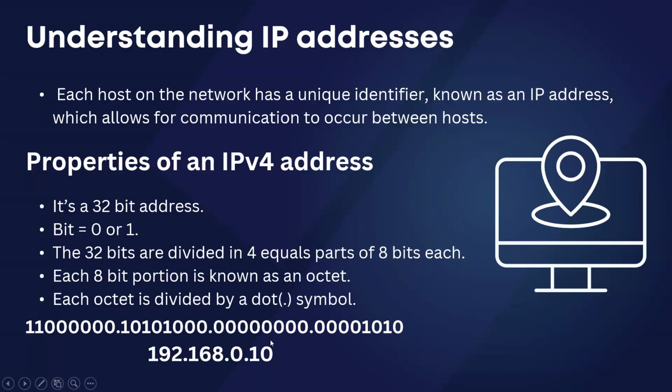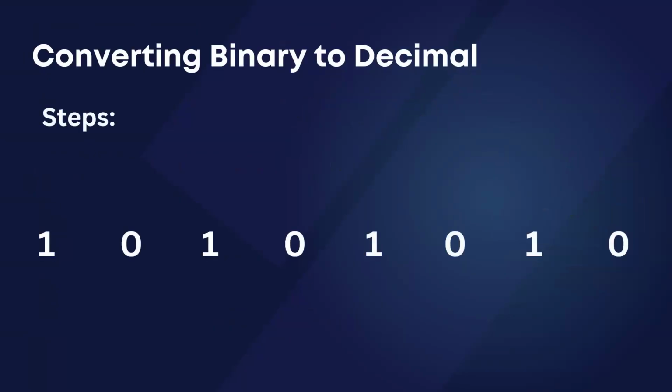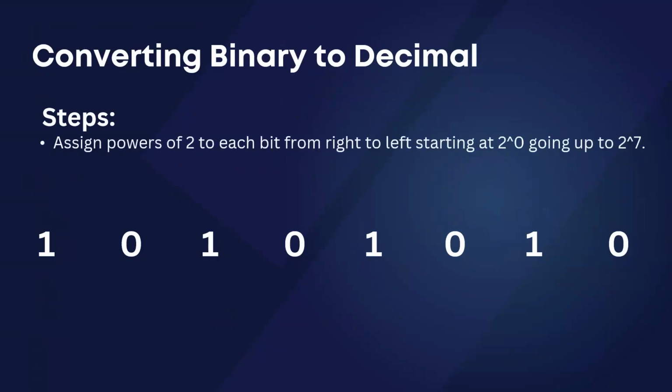Okay. So now I'm going to show you how to convert any binary number to a human readable decimal number, because that is going to help you in understanding the range of IP addresses as well. Firstly, let's take this octet, 10101010. I have 8 bits here. Now I'm going to show you how to convert these 8 bits, or an octet, into a human readable decimal number. Step number one is to assign the values of 2 power to each bit from right to left.